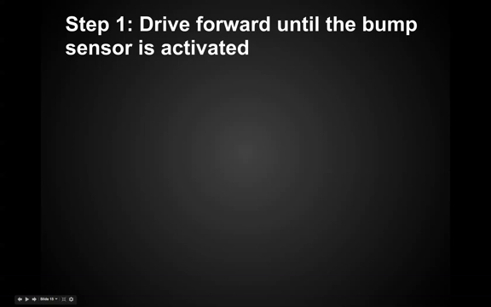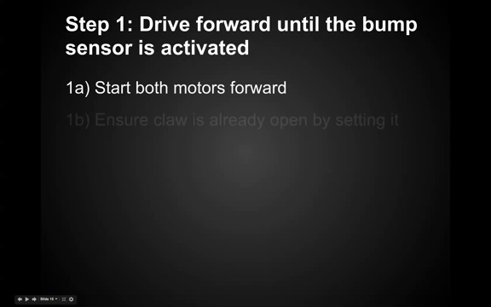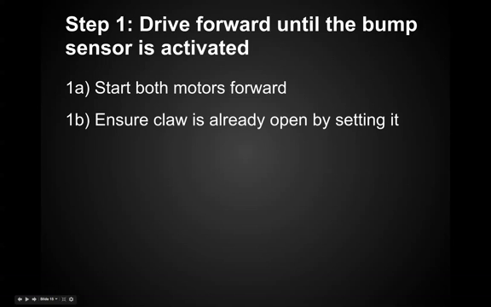And what does that really break down into? This is our pseudocode. 1A, start both motors, motor 0 and motor 1, going forward. That will translate directly into code. Step 1B, ensure the claw is already open by setting it. So this is something that we're going to do with motor 2. And we can say open or set motor 2 to a specific position within our code. And here in our pseudocode, we've started to make sure that that's going to happen.